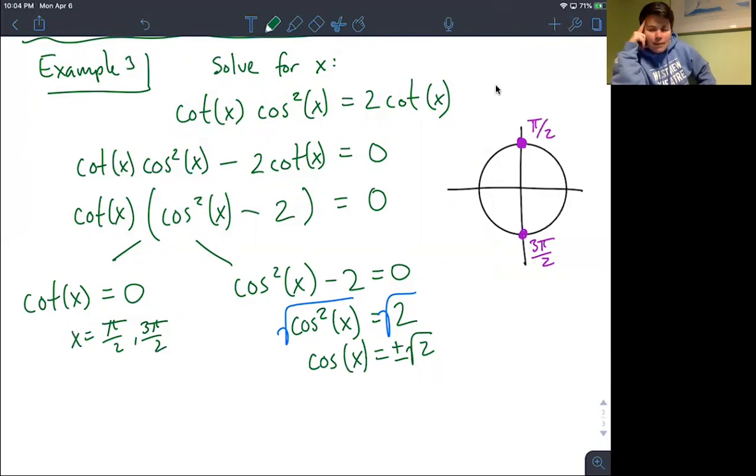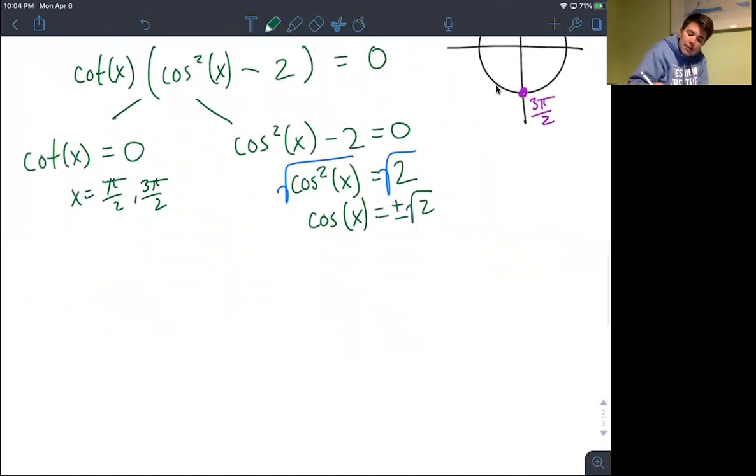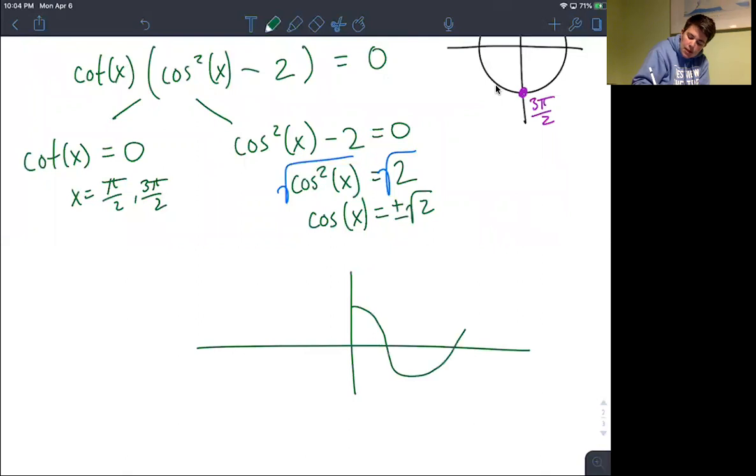Y'all, I have a problem here. This is a problem. If you type in the square root of 2 on your calculator, you'll see that it's like 1.414 something. This is a problem, because if I think about just the graph of the cosine, it looks like this, kind of.